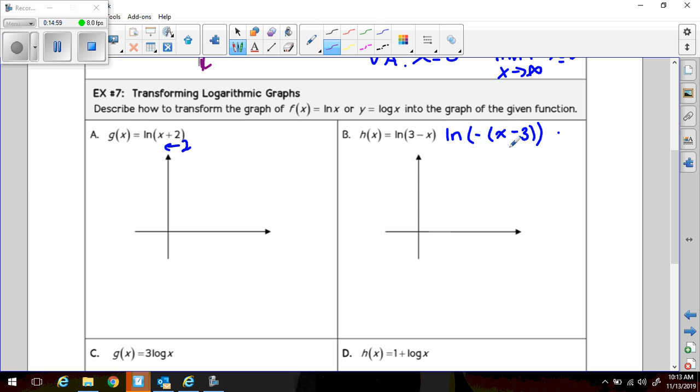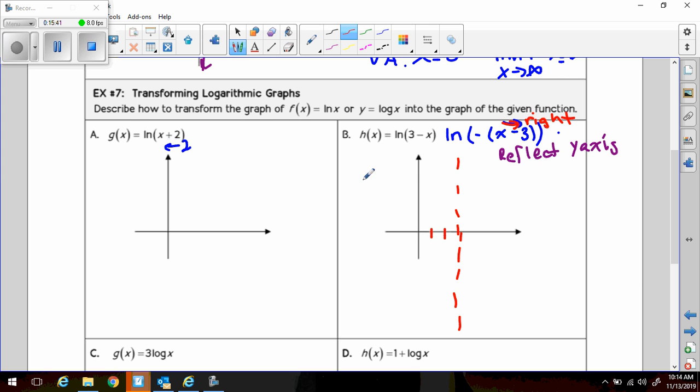And so now I can see that it's reflecting it over the y-axis, because of the negative. And then the minus 3 actually means 3 units to the right. We need to actually reflect it across the y-axis first. So log, instead of going like this, will now go like this. And then 3 units to the right. So maybe this is 1, 2, 3. This is now my asymptote. My asymptote's moved 3 units to the right also.